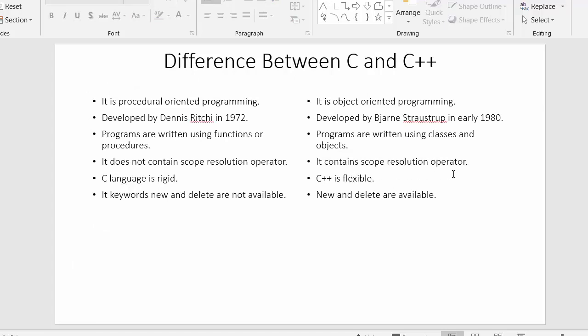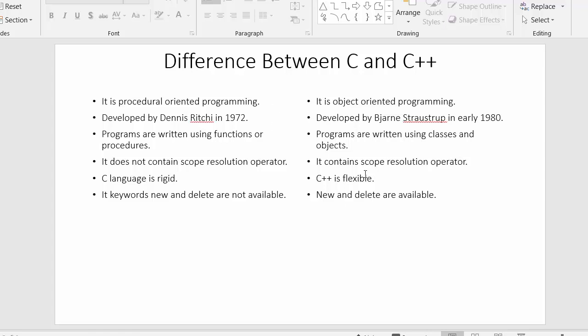C++ contains the scope resolution operator, so we can make use of it. C language is quite rigid, whereas C++ is flexible. C does not contain certain keywords such as new and delete, which we use to dynamically allocate memory for our variables, whereas in C++ we can make use of new and delete for dynamically allocating memory. So these are some of the differences between C language and C++ language.